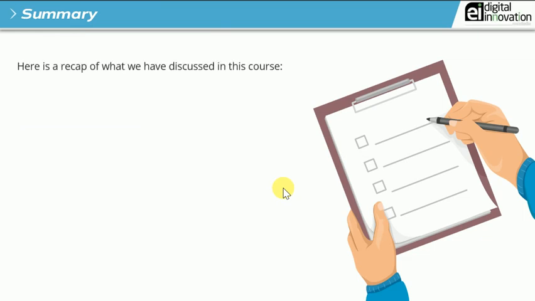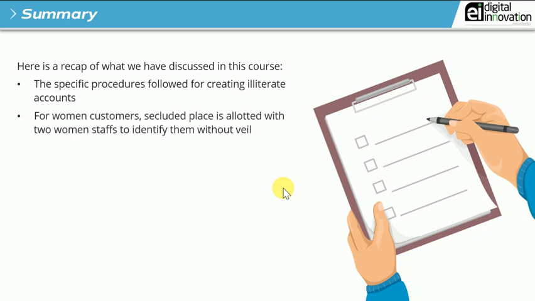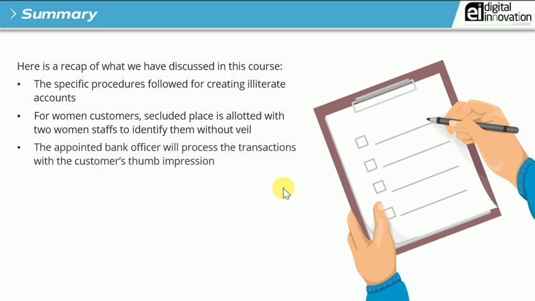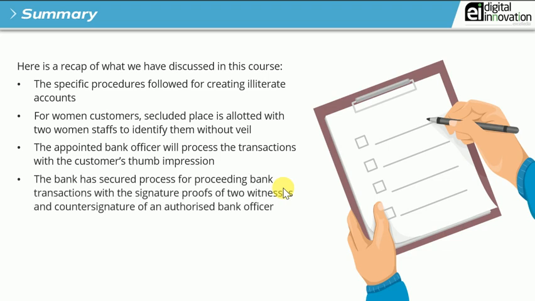Here is a recap of what we have discussed in this course. The specific procedures followed for creating illiterate accounts. For women customers, secluded places allotted with 2 women staff to identify them without veil. The appointed bank officer will process the transactions with the customer's thumb impression. The bank has a secured process for proceeding with bank transactions with the signature proofs of 2 witnesses, and countersignature of an authorized bank officer.